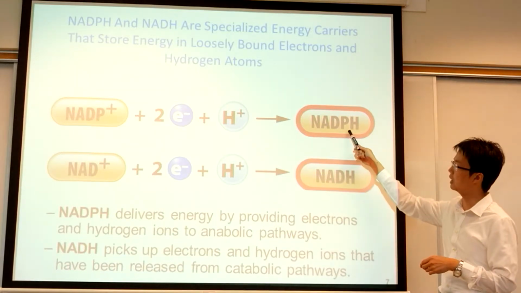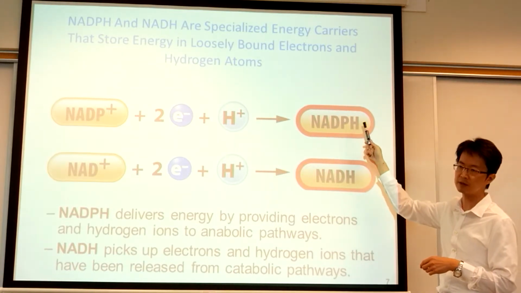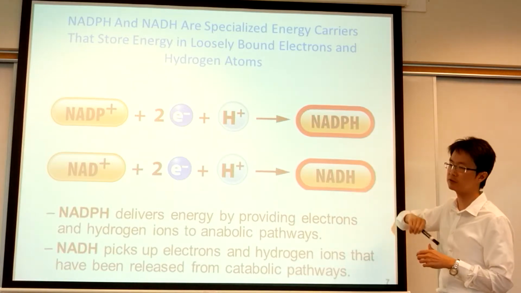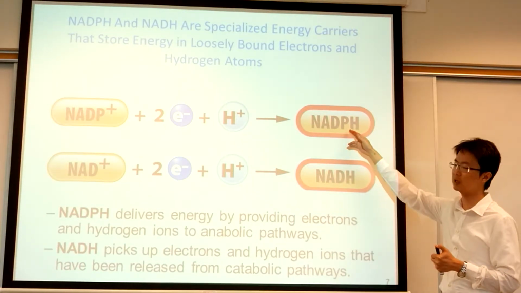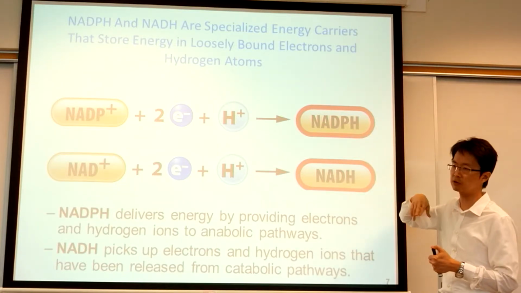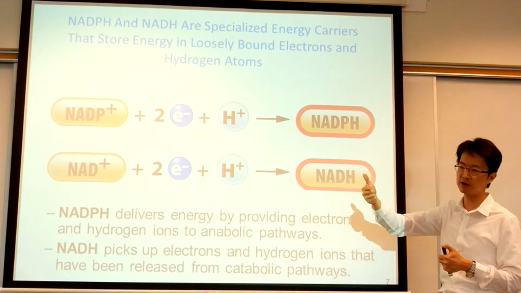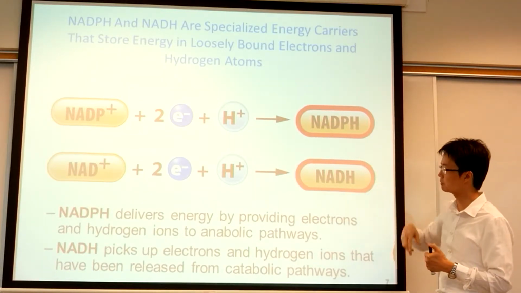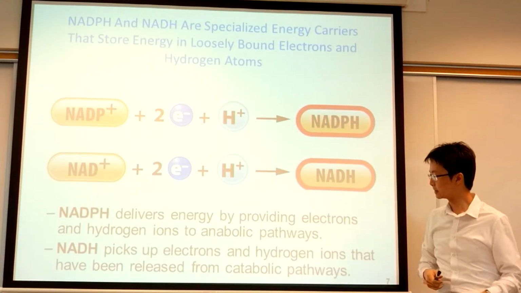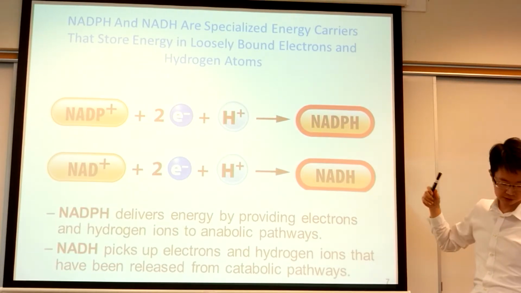But the P here actually stands for phosphate. P here stands for phosphate, but I usually tell students that, okay, you can assume that it means plants use it for photosynthesis. You see, phosphate, plant, photosynthesis, they all start with P. So this is for photosynthesis.